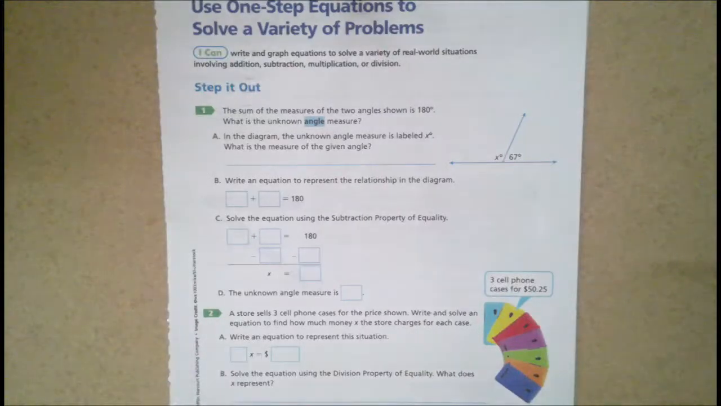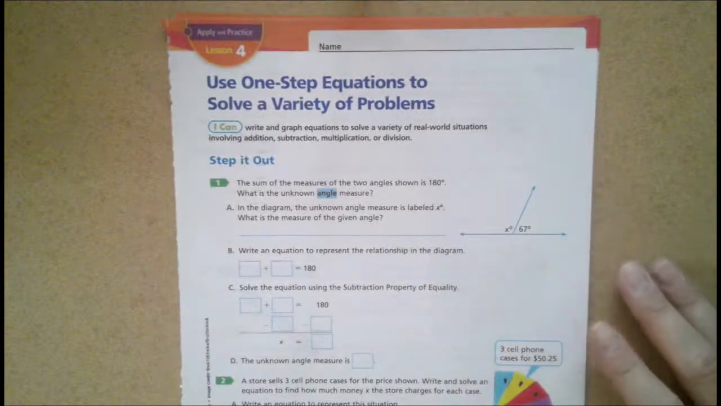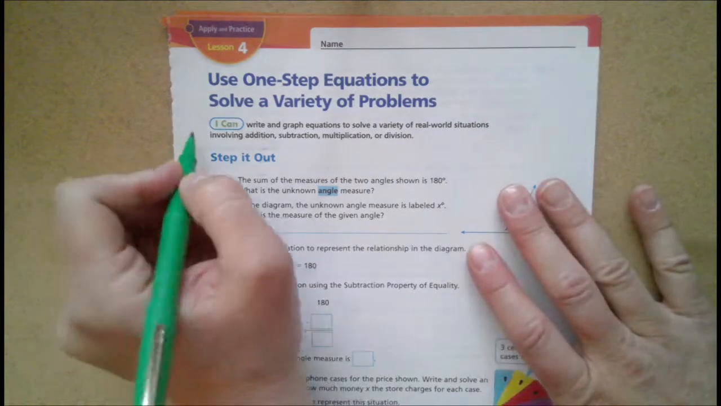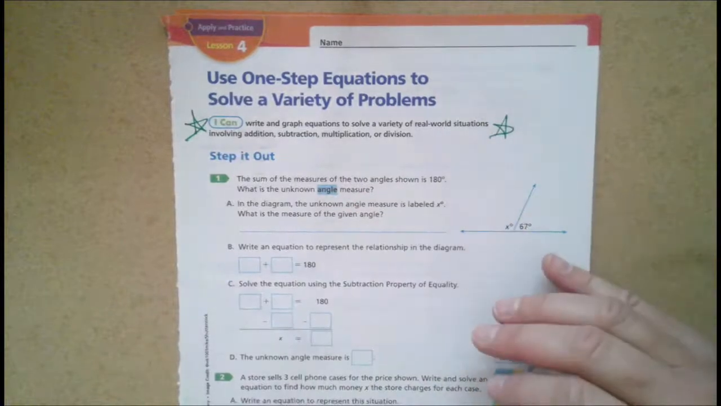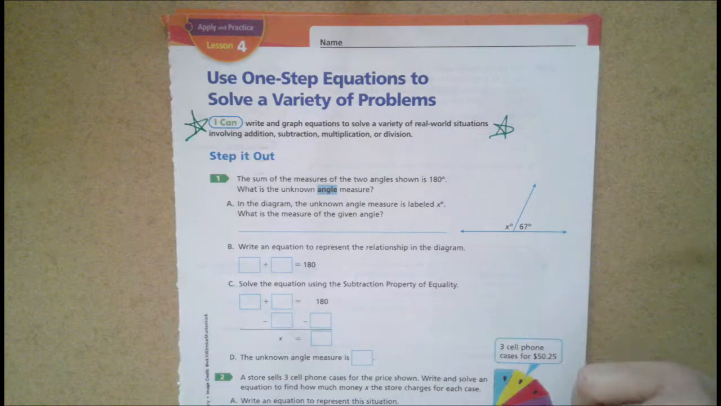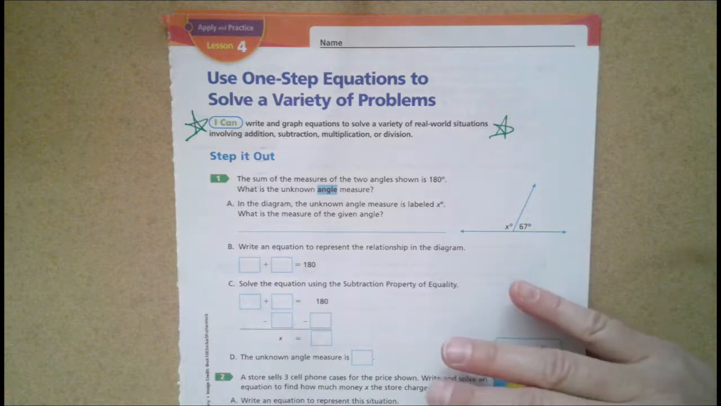Hey 6th grade, we are going to get started on Module 9, Lesson 4, the title of which is Use One-Step Equations to Solve a Variety of Problems. We have our I can statement right here, super important because we need to know what we'll be able to do by the end of our lesson. It says, I can write and graph equations to solve a variety of real-world situations involving addition, subtraction, multiplication, or division. So, that's a whole lot of words.